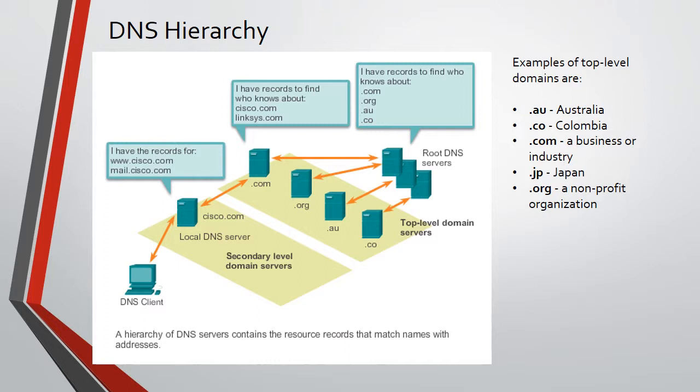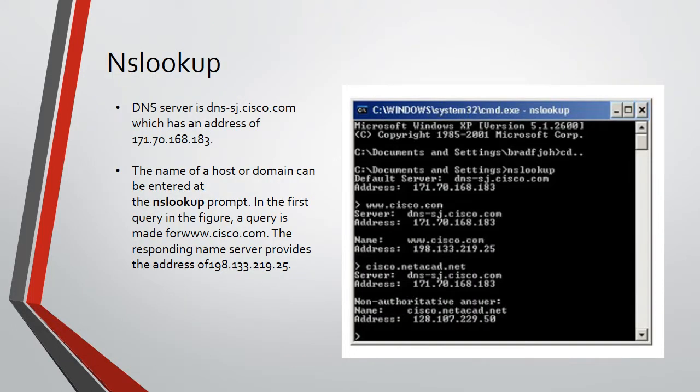Computer operating systems also have a utility called NSLookup. This utility can also be used to troubleshoot name resolution issues and to verify the current status of the name servers. In NSLookup, the DNS server is dns-sj.cisco.com, which has an address of 171.70.168.183. The name of a host or domain can be entered at the NSLookup prompt.